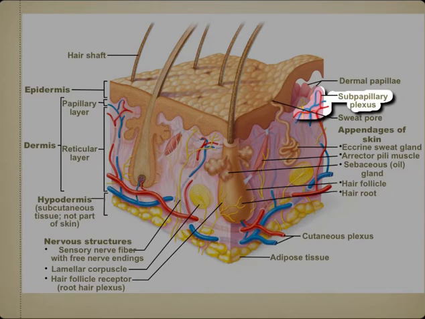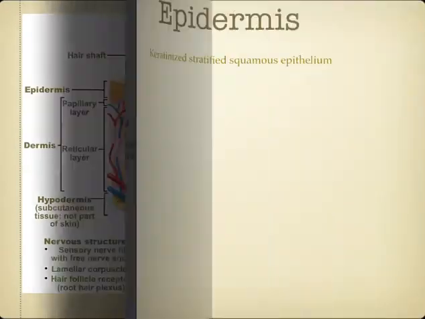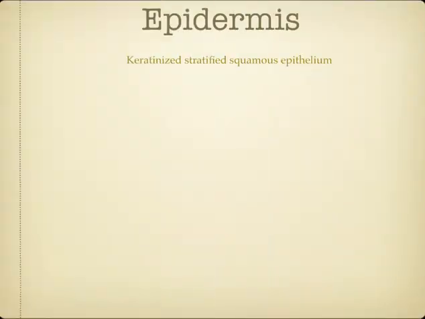And the last and final label that we've not yet talked about is the subpapillary plexus, the blood vessels in the papilla itself. Let's talk first about the top layer of the skin, the epidermis.